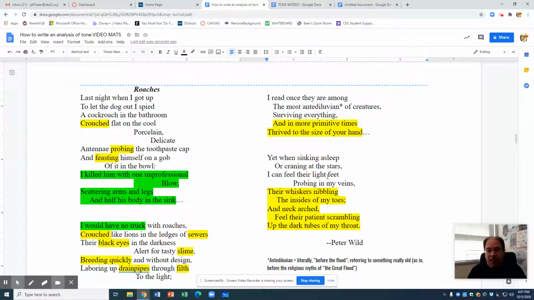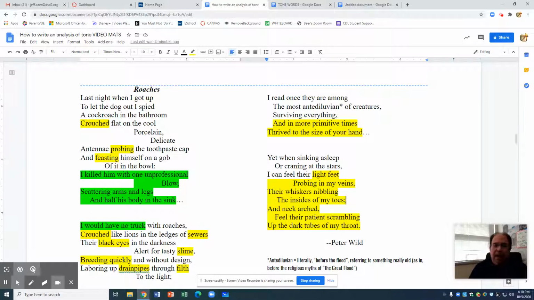I missed one. The light feet probing in my veins. Now they're crawling through his blood vessels, right? And the patient scrambling up the dark tubes of my throat was really nasty. So the imagery there is all about being totally disgusted.